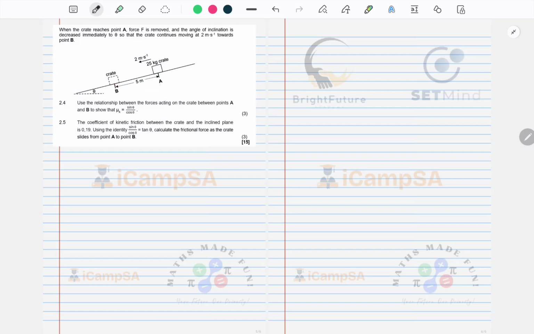Okay, so we must know that Fk, this is a rough surface, right? We must know that Fk, since it's a rough surface, is mu k times the normal force, right?